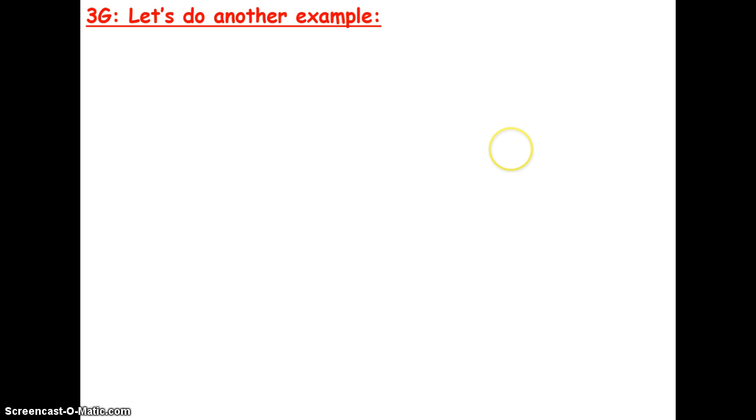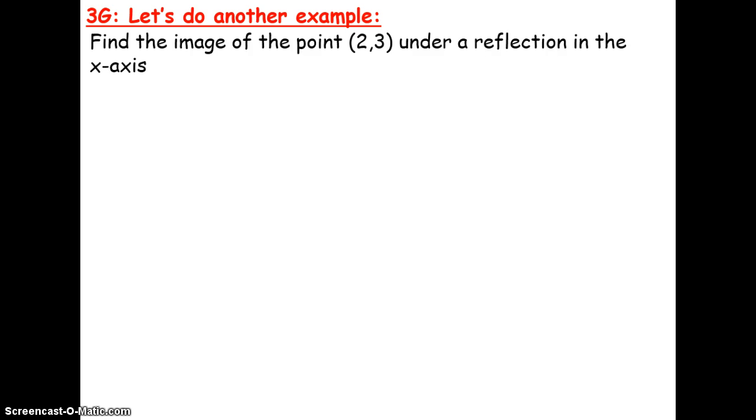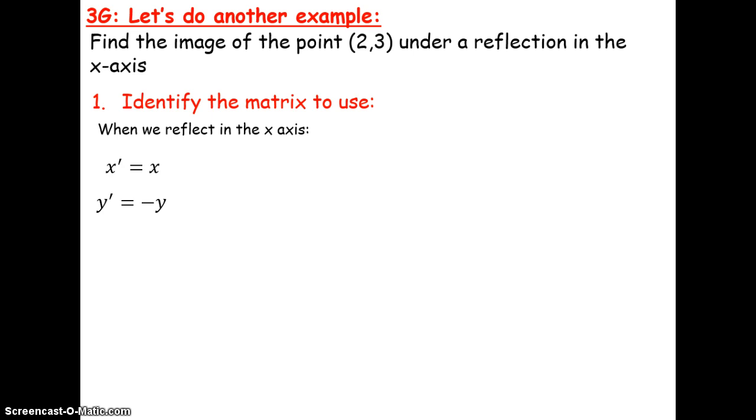Let's do another example. We're looking at the image of the point 2, 3 under a reflection in the x-axis now. So once again, we identify the matrix to use. Let's go over the steps of how we get our special matrix for reflections in the x-axis. We know that x image equals x, so it stays the same because the x values don't change, but the y values do become negative. We get two equations, being x plus 0y and 0x plus negative y. From that, we can make a matrix of 1, 0, 0, and negative 1.